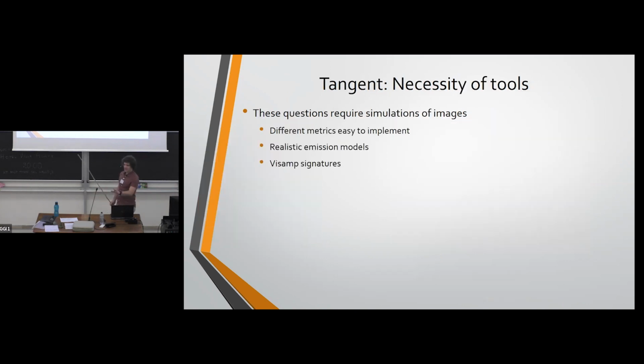Okay, the last thing I want to say, I know I'm running out of time. This is just my last slide before I conclude. It's sort of a tangent. I forget who said this yesterday, or even before. But how do I ask these questions? You need to be able to consider different objects, different metrics. I need to have different emission models. I need to be able to simulate my experiments for different objects. So I need to develop tools that can do this for me, and can do this easily.